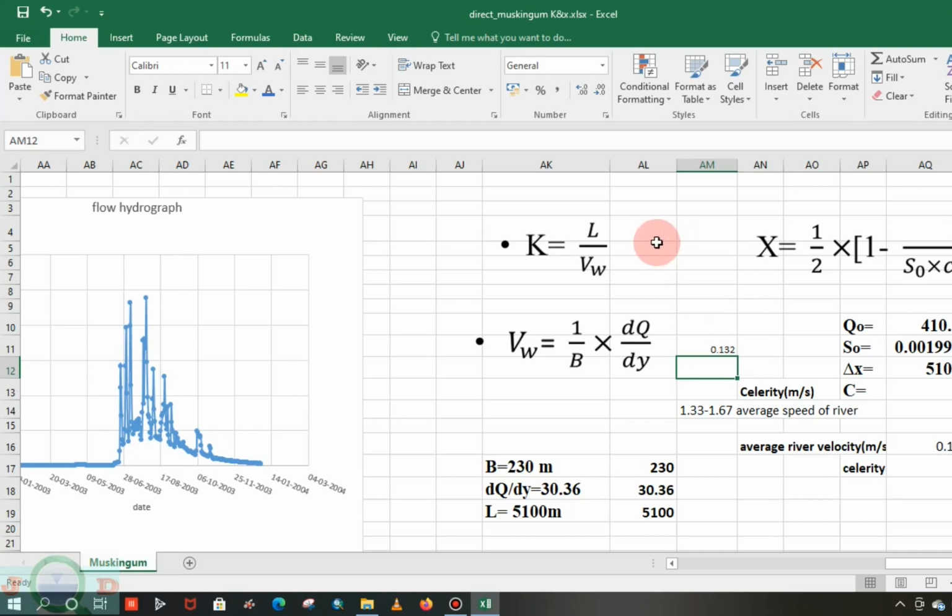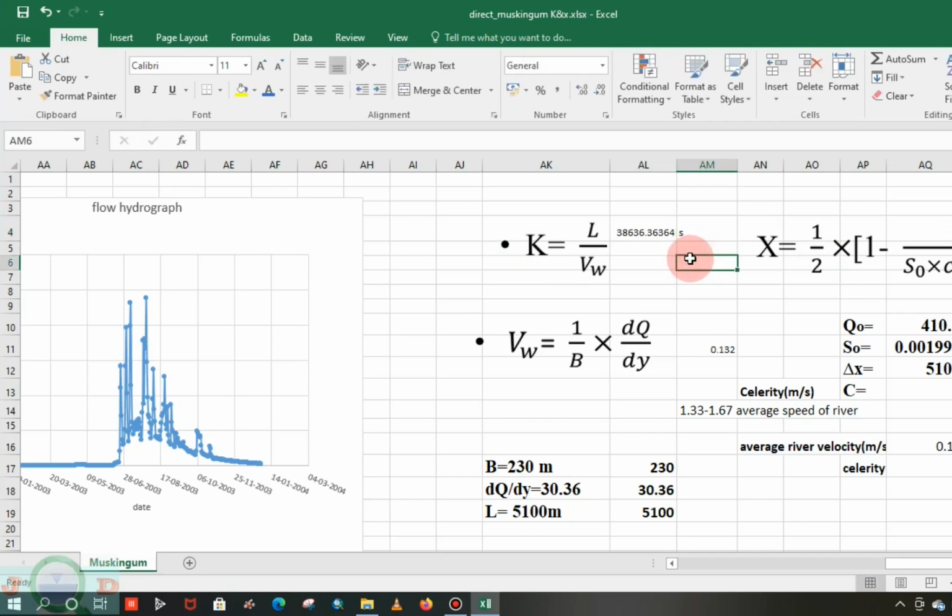Now we need to find the parameter K. So we know the length of the reach. What is the length of the reach? It is 5100 meters divided by the velocity of the flood wave, which is 0.132. So we found the parameter K, but which is in seconds.